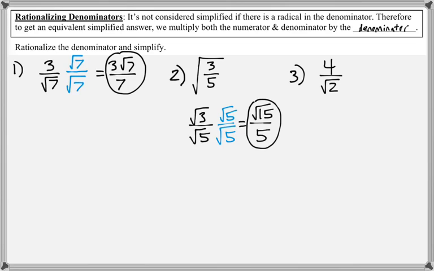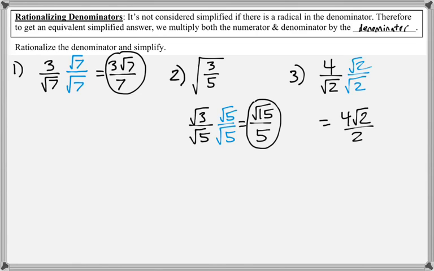And then lastly on 3, I want to get rid of that radical in the denominator, so I want to multiply by square root of 2 over square root of 2. And that's going to get me 4 times the square root of 2 all over 2.